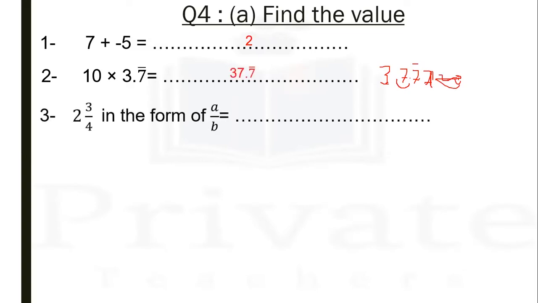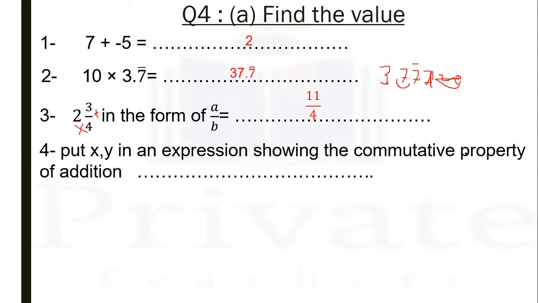Now we have a mixed number, 2 and 3/4. We have to put it in the form of A/B. That means change the mixed number into an improper fraction. It is easy. We just multiply, then we add. Here we multiply, then here we are going to add. So it becomes 2 times 4. The answer is 8. 8 plus 3, the answer is 11/4. We put the same denominator here again.